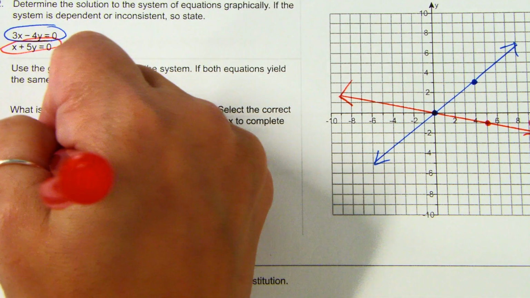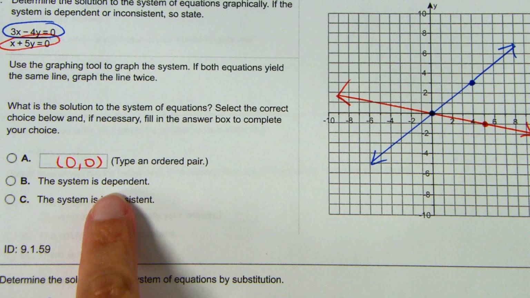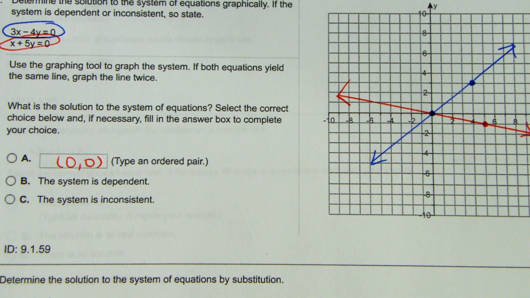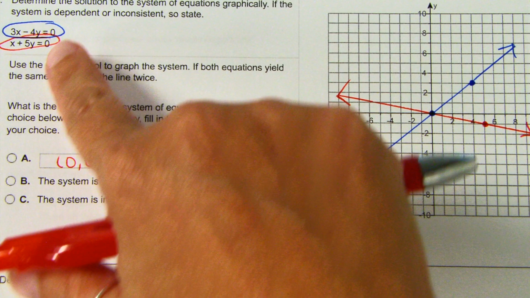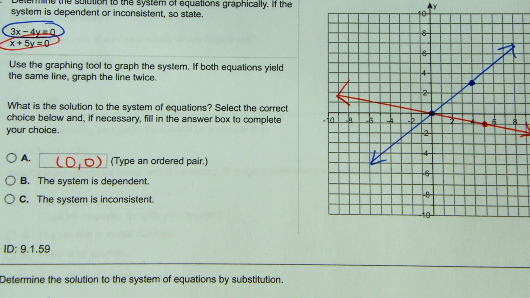Now, if it's a dependent system, you actually only graph one line. They will lay right on top of each other. The dependent system is where you have the exact same equation twice. You might not know that once they have it written up here, but once you write it in y equals mx plus b format, they will have the exact same slope and the exact same y-intercept. If you have an inconsistent system, that's where when you graph them, they're a set of parallel lines, so they never ever cross. So they don't have a crossing point. They don't have a solution.